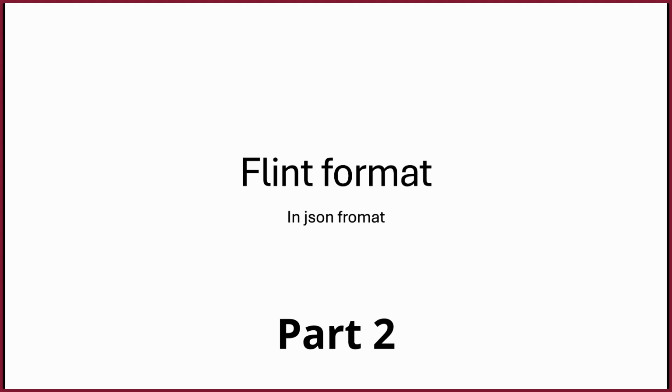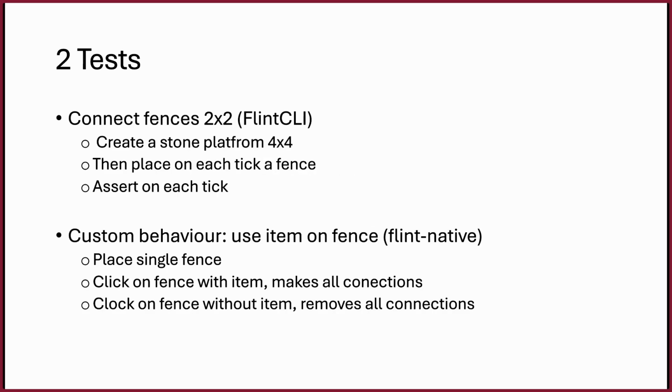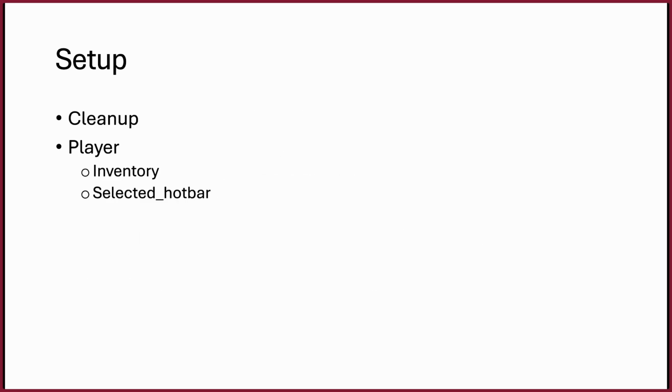Hello and welcome back to this YouTube video, part 2 about the Flint format in JSON. We're looking again at the second test. It's about a custom behavior on using an item on a fence. Like last time, I was not really focusing on the player part in the setup, but this time it's really important and we will use it.